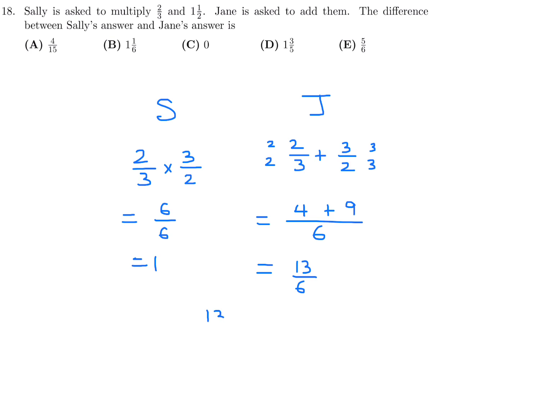So take the bigger one, subtract from it the smaller one. And that's 13/6 minus 6/6, which is 7/6. 7/6 is equivalent to this guy right here, 1 1/6. So number 18, the answer is B.